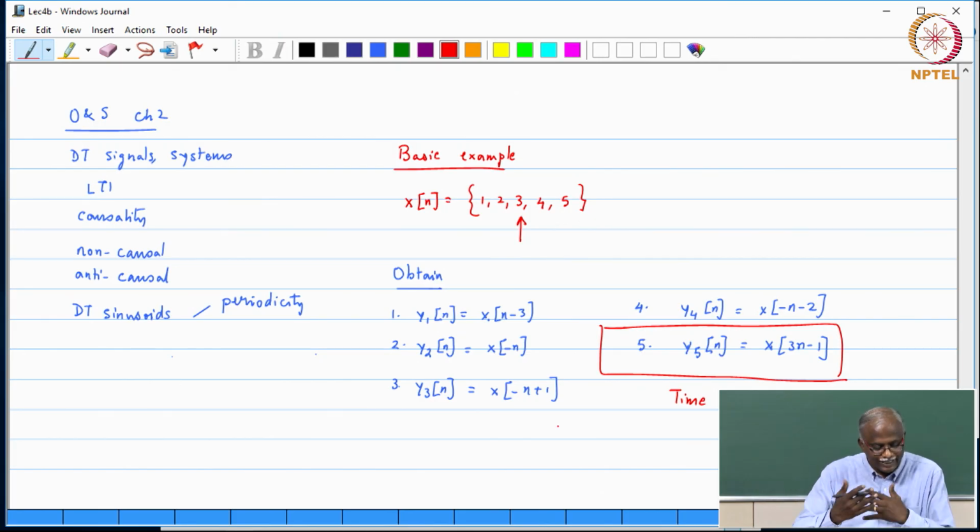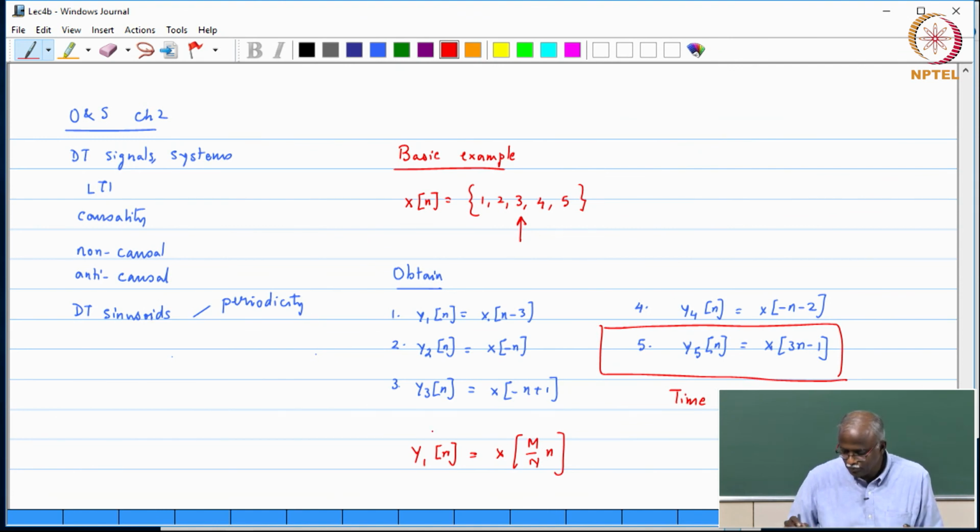You can either increase the time scale or reduce the time scale, and the most general form of time scaling is y1 of n equal to x of m by n into n. Now, the exact definitions of the time scaling are all given in the book. This is the form that we are most interested in. So, please make sure that we look at it. I think I have lost power, but let me stop here. Basically look at the basic operations with a focus on time scaling, because that is what I would like to pick up in the next class. Thank you.